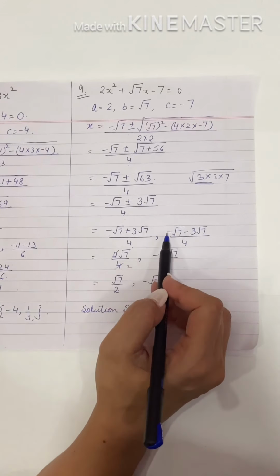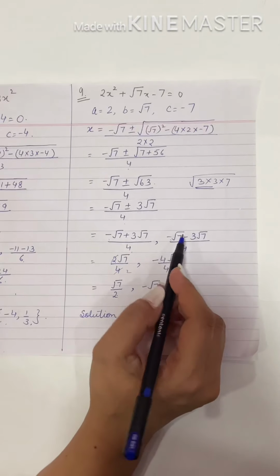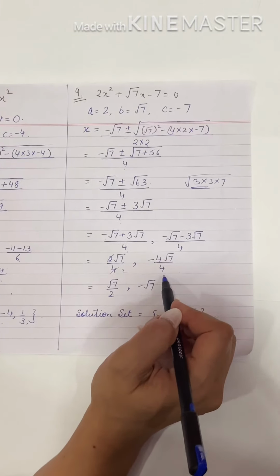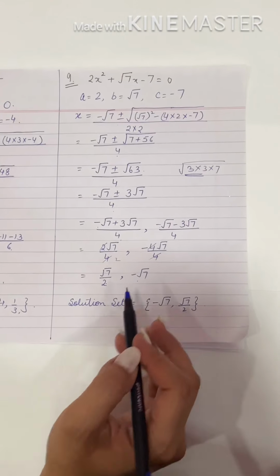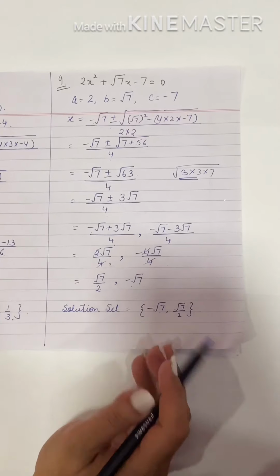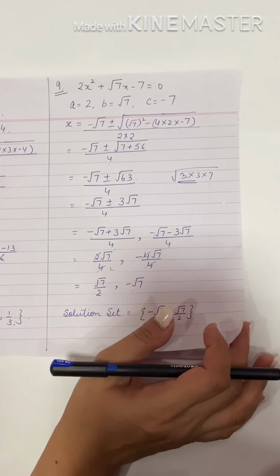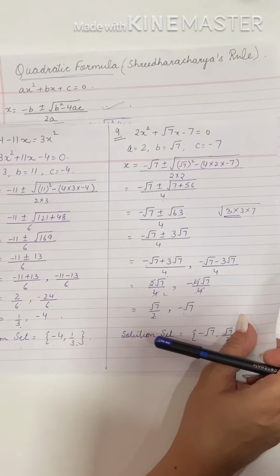Now taking the negative sign, we will be having minus root 7 minus 3 root 7 upon 4. This is minus 4 root 7 upon 4. This 4 gets cancelled. It is equal to minus root 7. So the solution set is minus under root 7 and under root 7 upon 2. So these were the simple questions in which we are applying the quadratic formula.